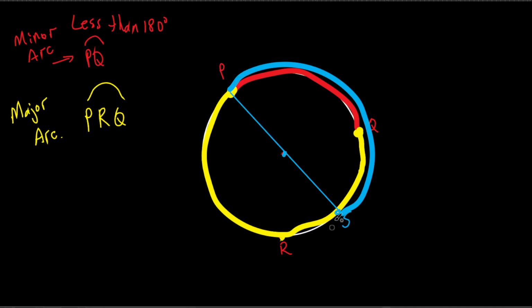So look at this blue one right here. That makes up half of the circle, doesn't it? So we don't call it a minor arc because a minor arc is less than half a circle. We don't call it a major arc because it's more than half a circle. What do we call half of a circle? We don't call it a half circle. Any ideas? We call it a semicircle.